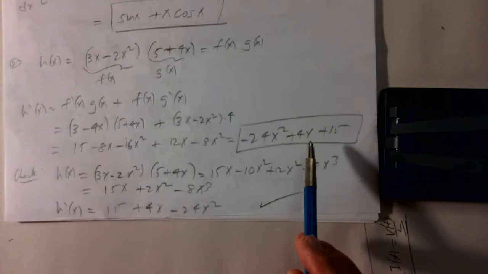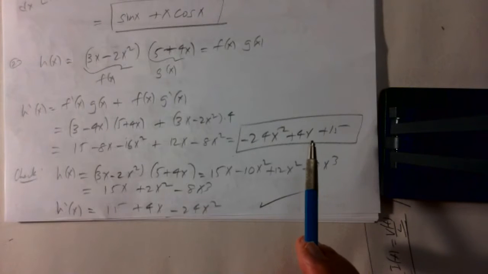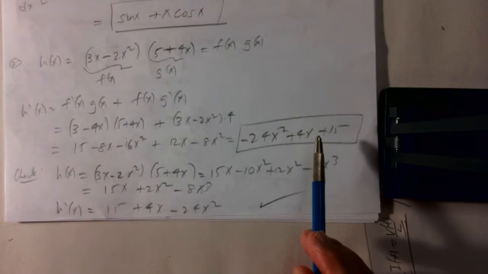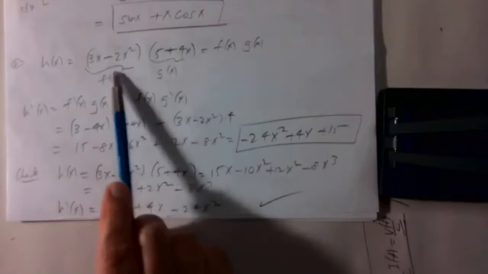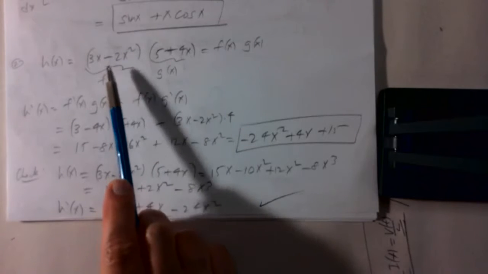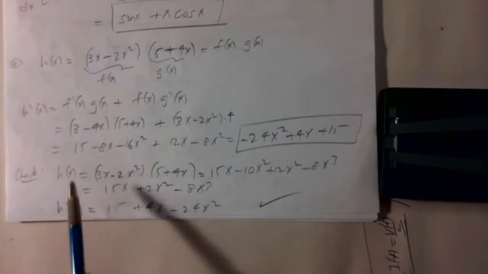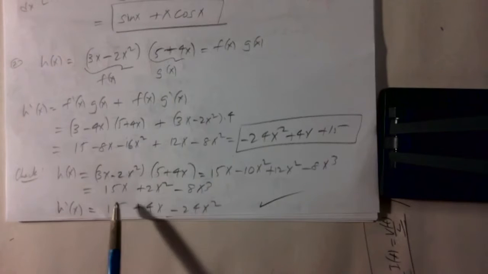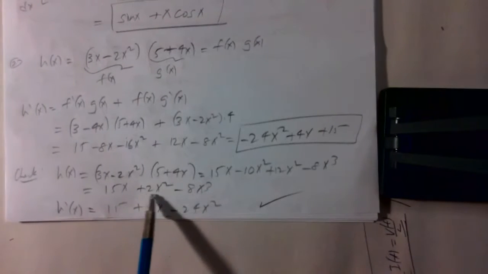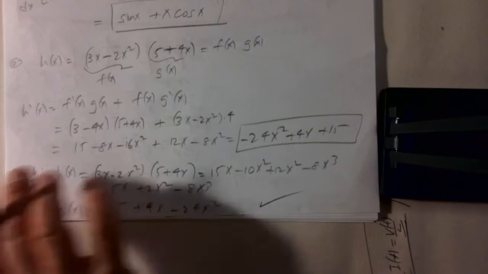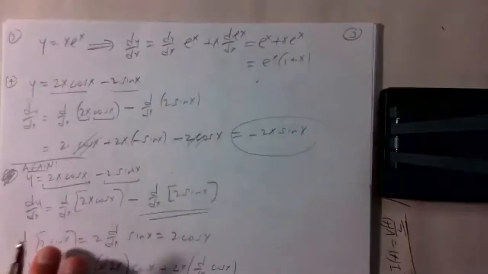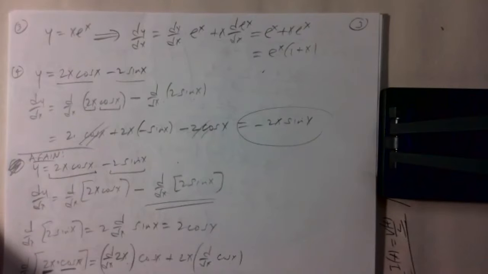Now, we have an independent check of this because, in fact, we could just multiply these two factors together. It's a product of two polynomials. When you multiply them out, you get 15x plus 2x squared minus 8x cubed. When you differentiate, you see you get exactly the same thing. So we solve one problem in two different ways, and as must always happen, you get the same answer. Because the answer doesn't depend on the method, it depends on the problem.